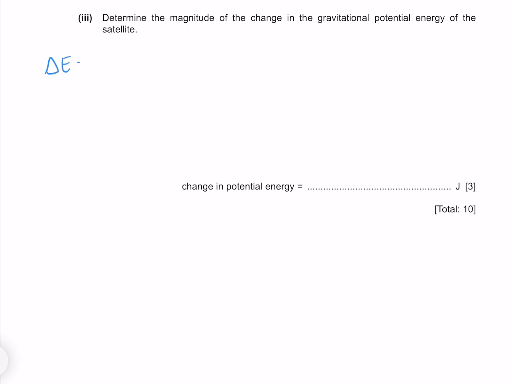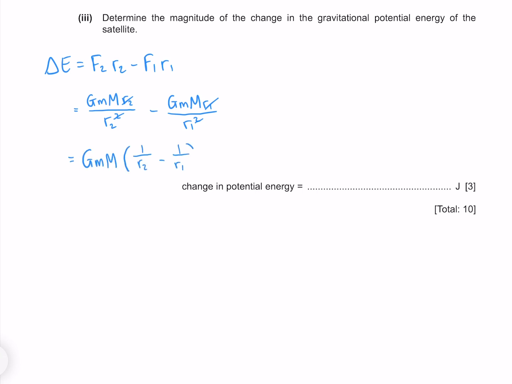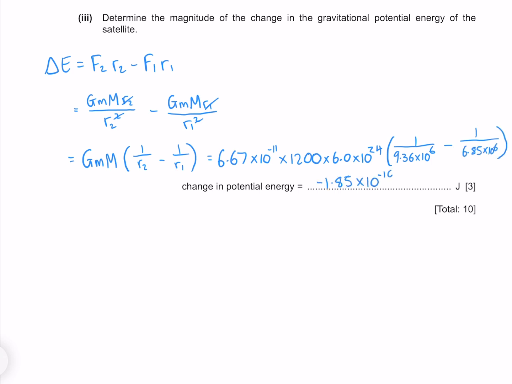Our change in energy is going to be the difference between the gravitational forces multiplied by their respective radii. Substituting our gravitational force equation, simplifying by cancelling our radius in our numerator with the power in the bottom, and also factorising out our GMm. Putting our numbers in, gives me negative 1.85 times 10 to the minus 10 joules.